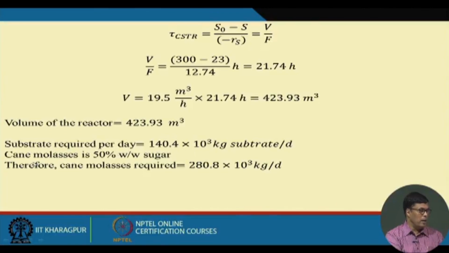Substrate required is this, and cane molasses contains about 50% sugar. So you divide by 0.5, and it comes to 280.8 into 10 to the power 3 kg per day. So this much cane molasses is required to get 100 cubic meter of rectified spirit. So we can easily calculate, it is not very difficult. Whatever amount of ethanol is produced by the industry, we can easily calculate. Since nowadays most industries are going for the CSTR process, because it has higher productivity, this kind of analysis will always be helpful.